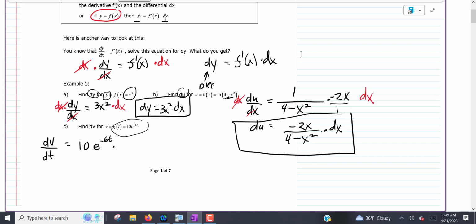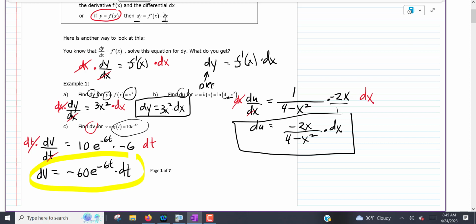Derivative of the exponent. So the derivative of the exponent is negative 6. Now what you do is you want to find dv, so you multiply by dt. What we'll have is dv equals, and then you can put this together. That'll be negative 60 e to the negative 6t times dt. And that would be how you write the answer.